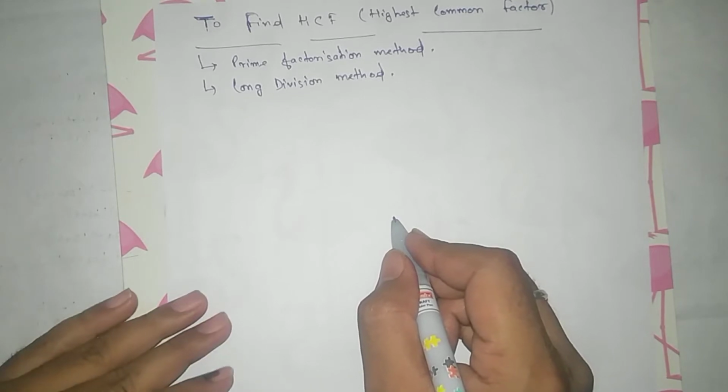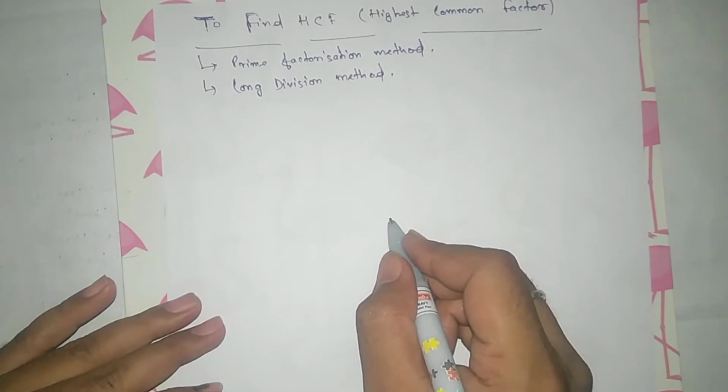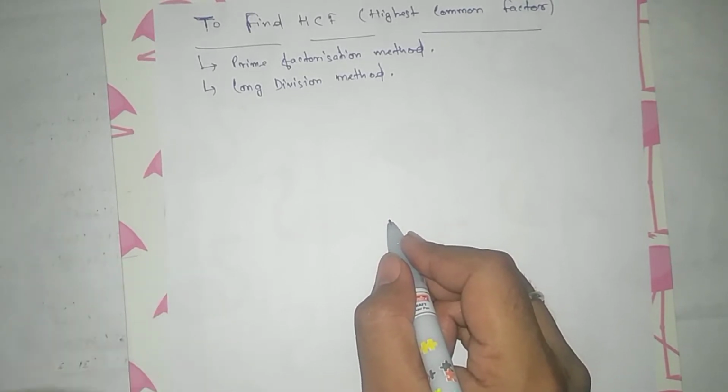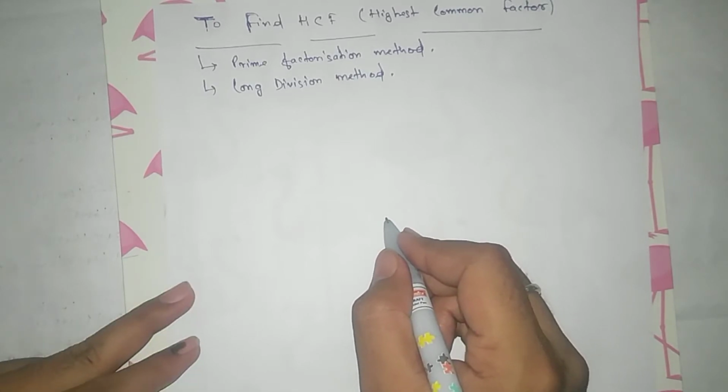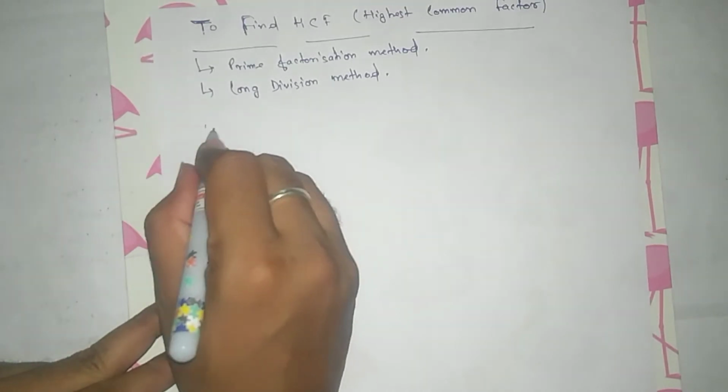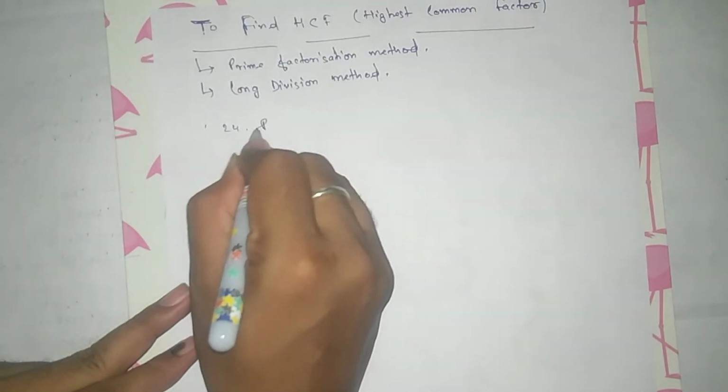Namaste students. Today we're going to see how to find the HCF of two numbers or more than two numbers using the prime factorization method and the long division method. So let's see the prime factorization method first. Let's find the HCF of 24 and 32.